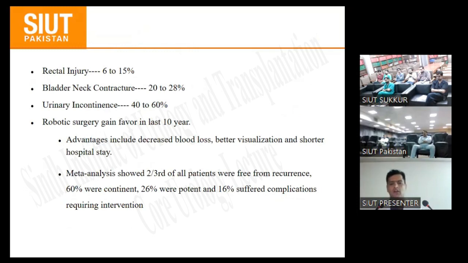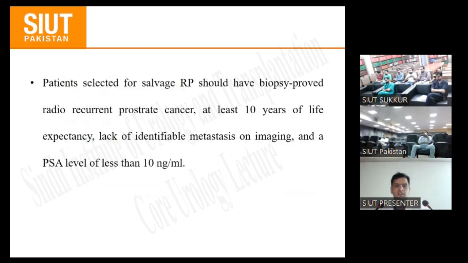A meta-analysis showed two thirds of all patients were free from recurrence, 60% were continent, 26% were potent, and 16% suffered complications requiring intervention. Patients selected for salvage radical prostatectomy should have biopsy-proven radio-recurrent prostate cancer, at least 10 years of life expectancy, lack of identifiable metastasis on imaging, and a PSA level of less than 10 nanograms.